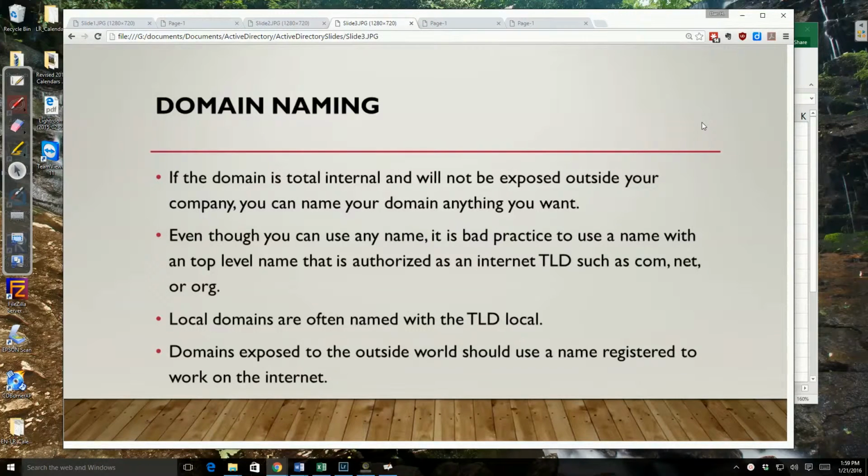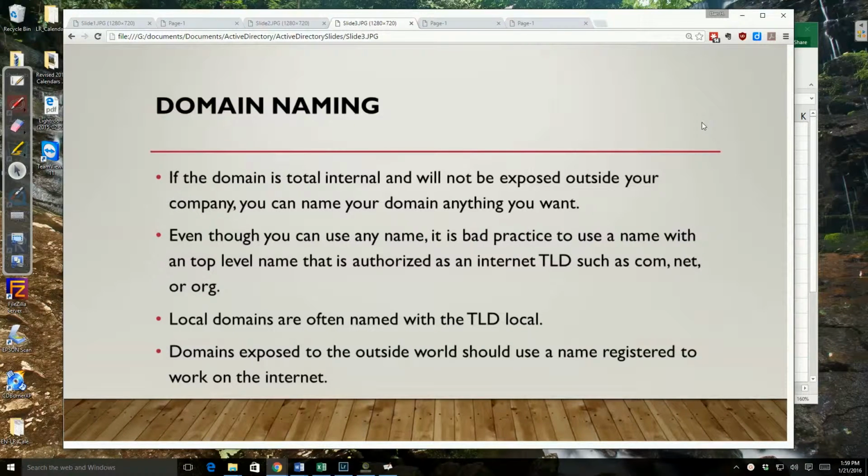When you're creating an Active Directory domain, it is very important that you plan ahead and understand what you're going to do. Probably the most critical decision to make is how you're going to name your domain. If that domain is totally internal, with nothing exposed to the outside world, no web servers, no email, anything like that, you can really name it anything you want. But that's not even considered good practice.